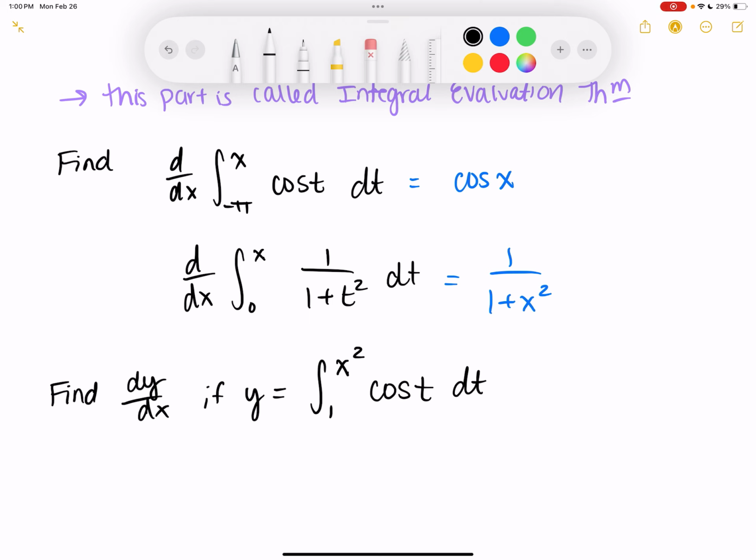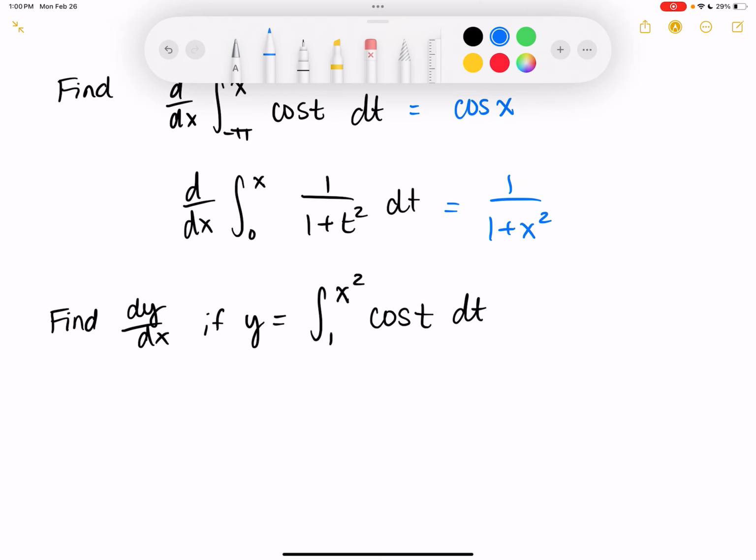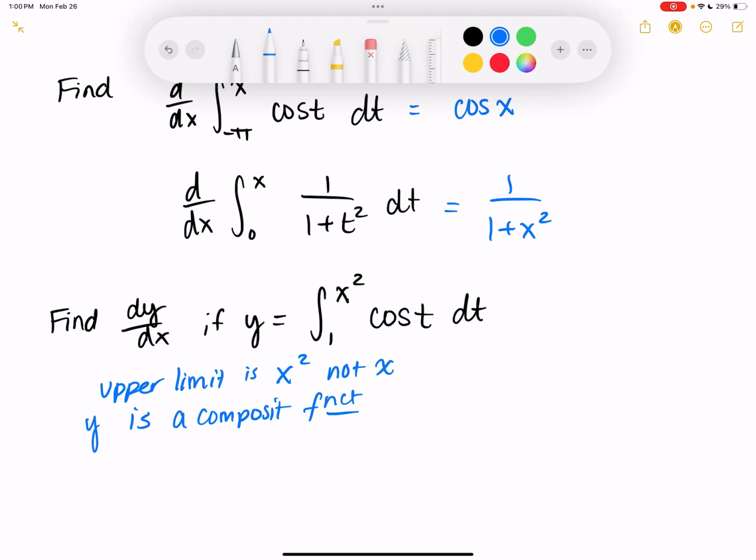Okay? So notice, the upper limit is x squared, not x. So this means that y is a composite function such that y is equal to the integral from 1 to u of the cosine of t dt, and u is equal to x squared.